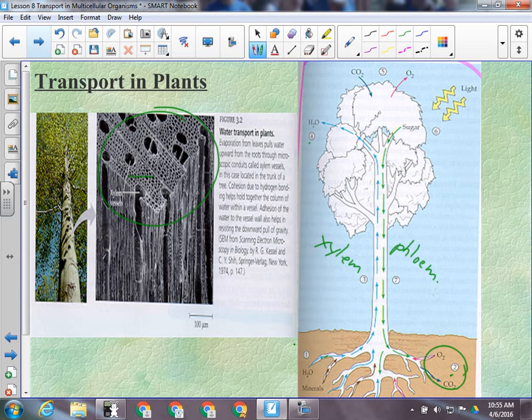Now, if something interrupts the flow of sugar, which is step 7 here, flow of sugar down, if something interrupts that flow, what's going to happen to the plant? It's going to die. We had this happen when I was in university.